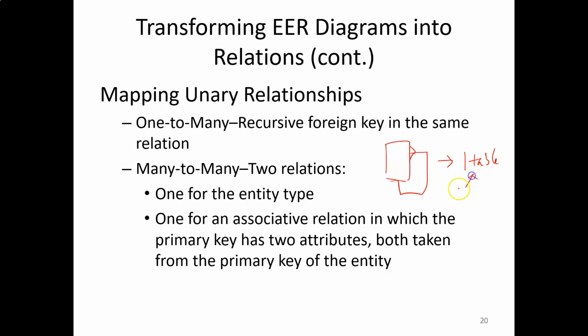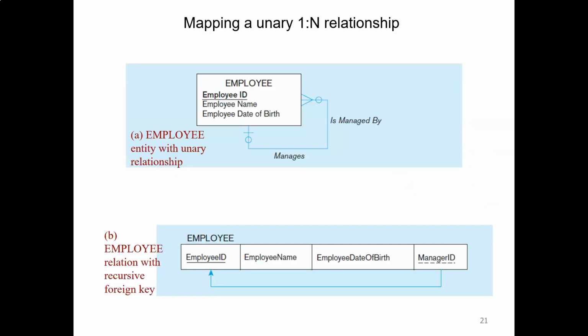So how does this work? Well, let's take a look at an example here. Employee is managed by another employee. That's a one-to-many unary relationship. You see one entity, you create one table. And employee ID is the primary key. So you also need to make employee ID the foreign key of the same table, right? Because of the one-to-many relationship. So what you do is you put employee ID here, but you call it a different name. You call it a manager ID, because the relationship is employee manages other employees.